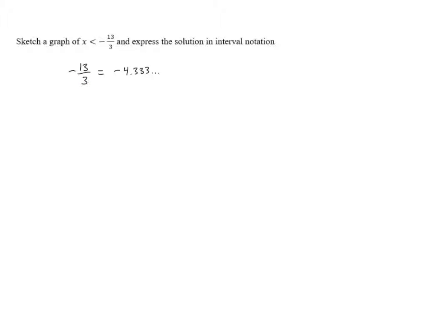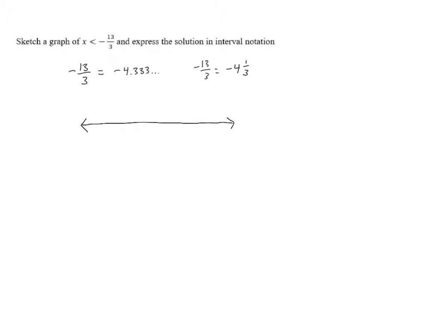Or if you convert it to a mixed number, 3 goes into 13 4 times with a remainder of 1. So this is also equal to negative 4 and 1/3. The 4 comes from the fact that 3 goes into 13 4 times, and the 1 comes from the remainder, so we get negative 4 1/3. And this is going to help us plot that on the number line.